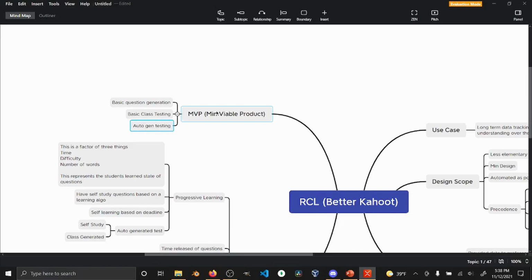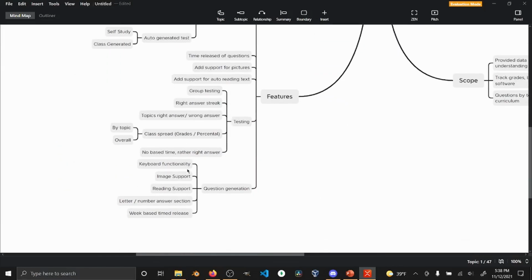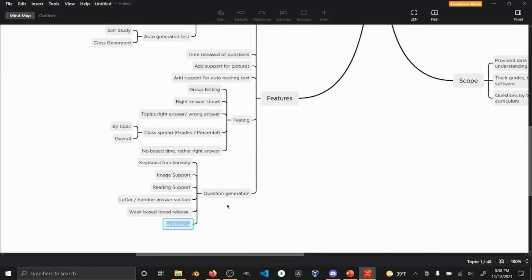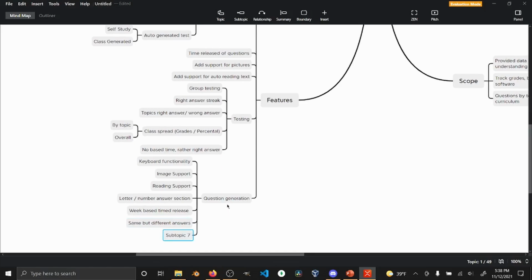auto-gen testing. So hey, click this button, create a test. The professor doesn't know which order, and that's another thing I don't like about Kahoot. It goes in order, so you guys are going to start memorizing that almost immediately. Oh, we can make that another feature as well. Testing, question generation. Here we go. How do I put this? Same but different answers. So I'm asking a question, you have all these answers, I just rephrase the answer so it forces you to read instead of just going, I know it's this. We can do that with a question as well.